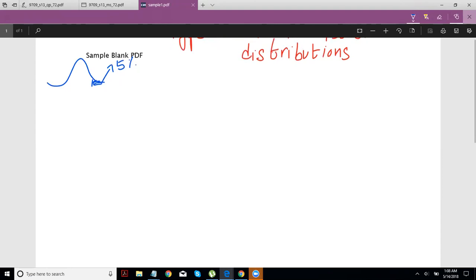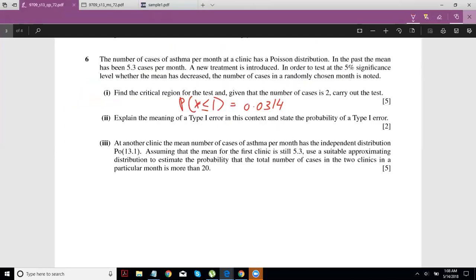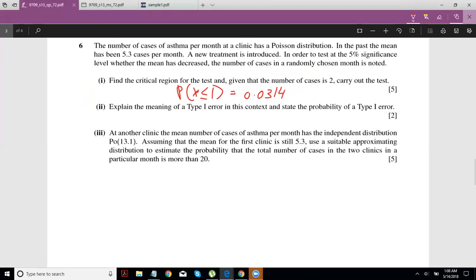In your discrete cases, the probability of a type 1 error is the same as the probability of your critical region or your rejection region, whatever you like to call it. But you can't simply quote your significance level here, because in discrete cases, your significance level doesn't always correspond with your critical region. And if we see a question on this, we're going to be doing part 2.